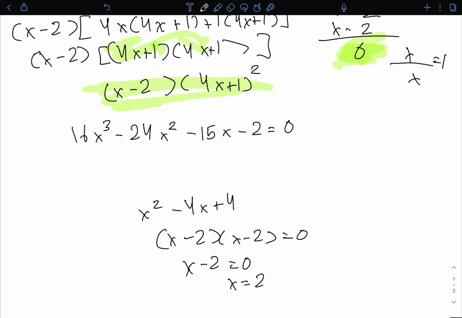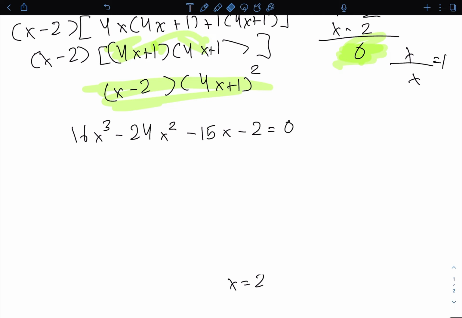We do the same exact thing here. Remember how we replaced this by its factors, and then we equated each factor to 0. The same procedure will be here. We're going to replace the long equation with smaller factors, and then equate each factor to 0. So this whole equation can be rewritten into this form: x minus 2, 4x plus 1 squared is equal to 0.